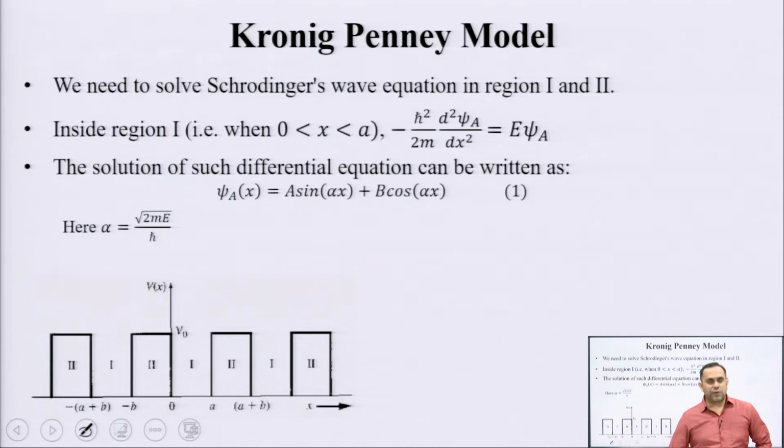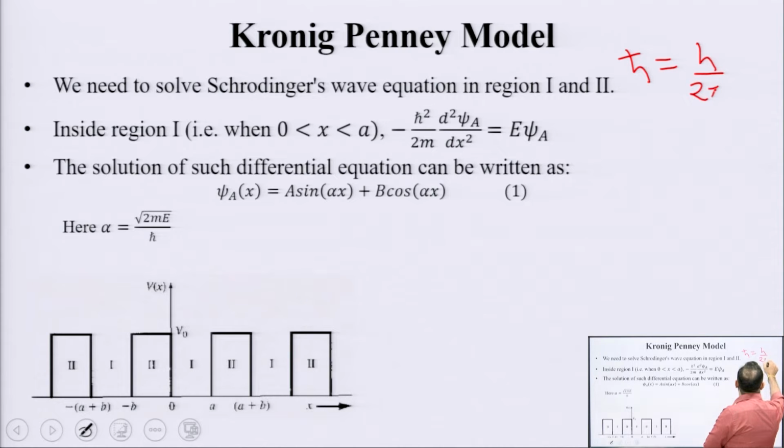What we need to do for mathematical analysis is solve Schrodinger's wave equation in region 1 and region 2. Let us just see these symbols which are written here. H bar is the reduced Planck's constant given by h over 2 pi. Psi A or psi B is nothing but the wave function.